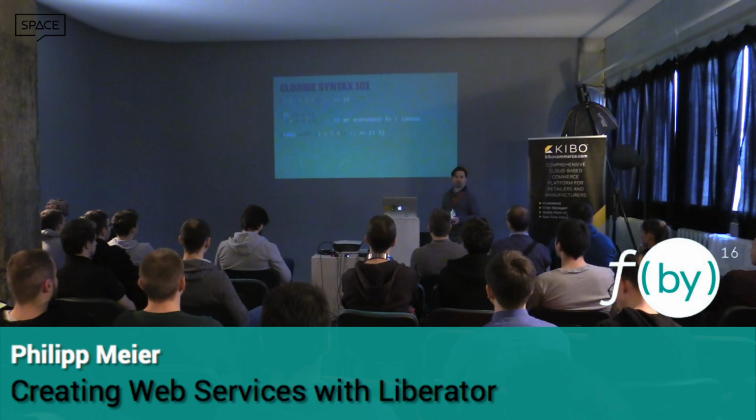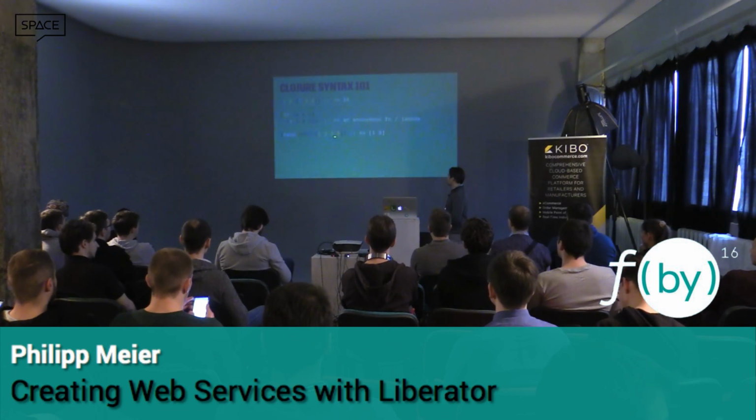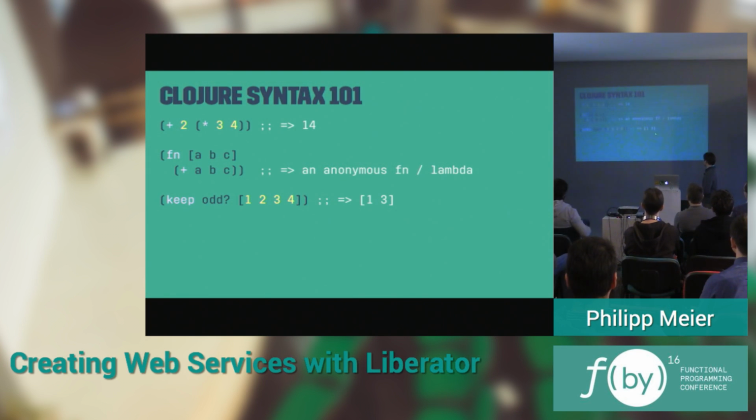Math is always weird because of prefix notation. The fn syntax here introduces anonymous functions, like a lambda. You can close over the context, like in every sensible functional programming language. For higher-order applications, the keep function selects all elements of a collection which are true according to a predicate, which is odd in this case. So this could return a vector. Actually, this is wrong. It will not return a vector, but it will return 1 and 3.